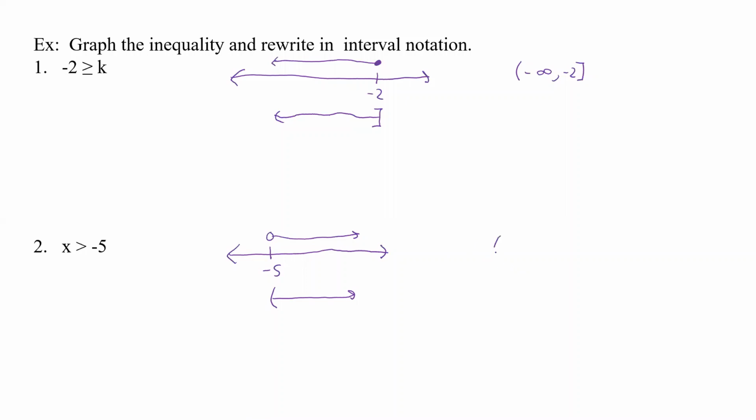And so here we're going from -5 all the way up to positive infinity. And here we have a parenthesis because we have the open circle, or in this case, the parenthesis as we draw it, because we don't have less than or equal to, or greater than or equal to.